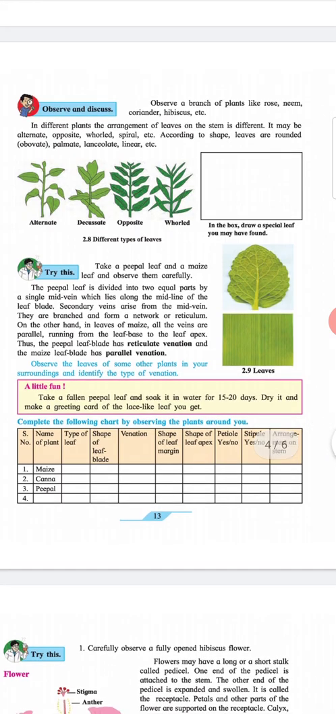Heading. Observe and discuss. Observe a branch of plants like rose, neem, coriander, hibiscus, etc. In different plants, the arrangement of leaves on the stem is different. It may be alternate, opposite, whorled, spiral, etc. According to the shape, leaves are rounded, obovate, palmate, lanceolate, linear, etc.